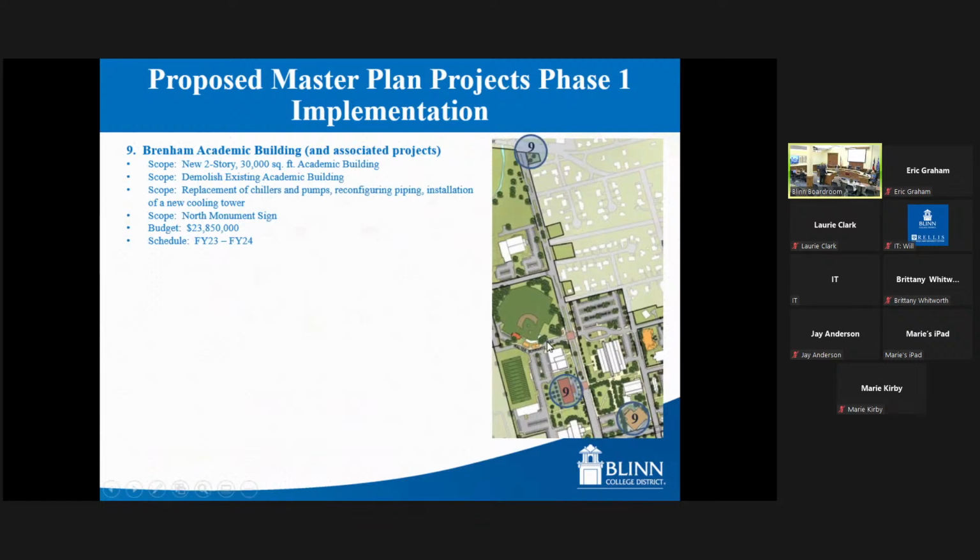You have the baseball field here on your left, O'Donnell Performing Arts Center. And this number 9 here in the middle, this is our current academic building. So the scope of this project would be to demolish the existing academic building and then build a new 2-story, 30,000 square foot academic building in that existing location.